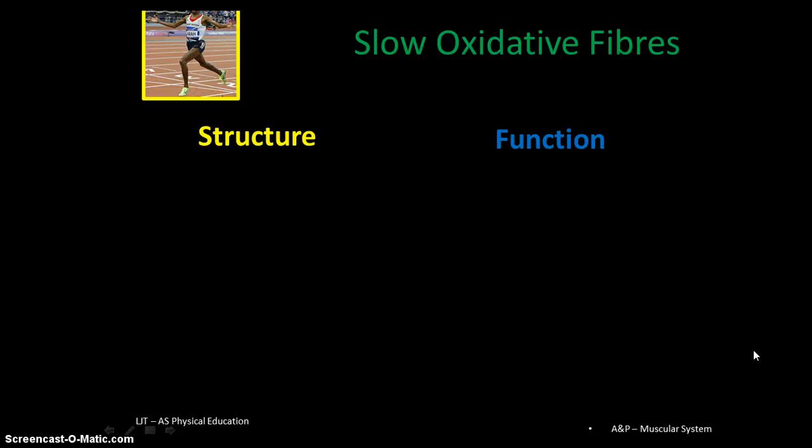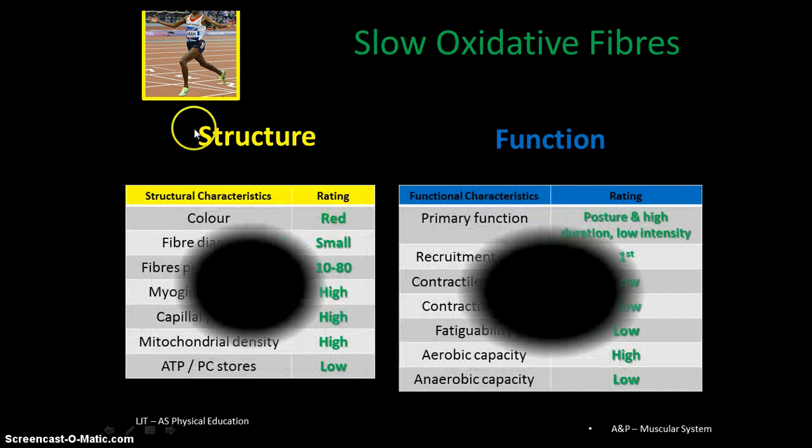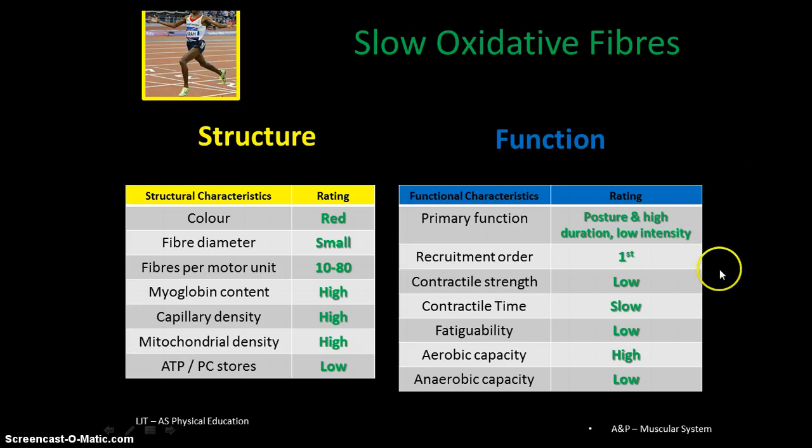Slow oxidative fibres, then similarly you make connections. So here are the structural characteristics and the functional characteristics. These are designed for posture, high duration, keep going for a long time, but low force, low intensity. They're first to be recruited, they don't generate big forces, they're quite slow to contract, but they don't get tired very easily, they can keep going for a long time. They work aerobically and not particularly anaerobically, so they have a different function. Consequently, they're built differently to do this different job.